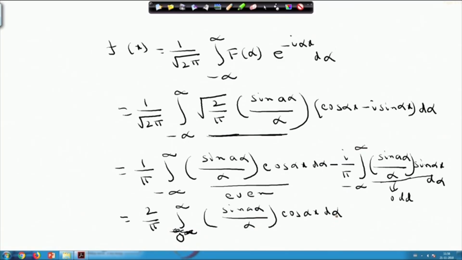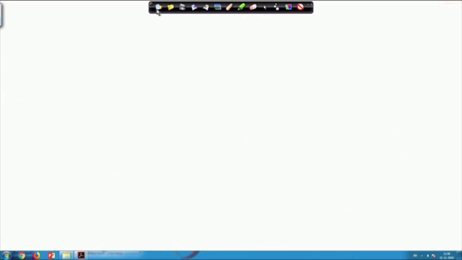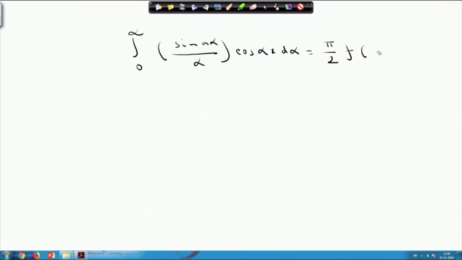So, therefore, this value of the integral, now you can write down 0 to infinity sin of a alpha by alpha into cos of alpha x into d alpha. This will be equal to pi by 2 into f x. The function is this from here.